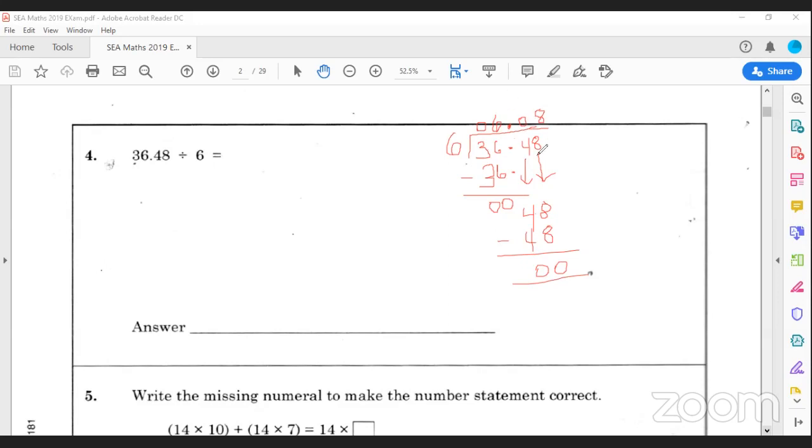Now, someone may question, well, Miss, why bring down the 48 if I can work it out right here? If you can work it out right here, it's fine. Okay. Our answer is 6.08. Let's go on to the next one.